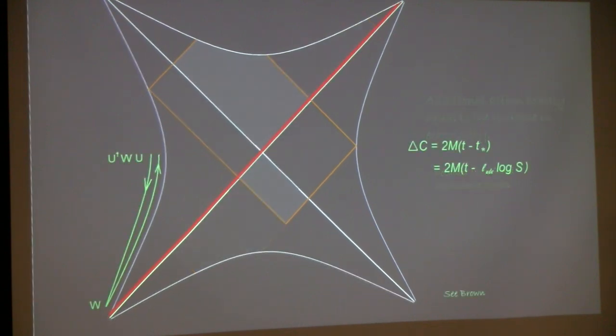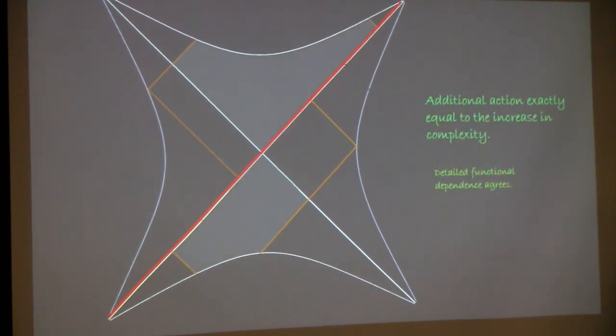Okay, so now let's play the game. Remember that when a light ray falls through a shock wave, it gets displaced. I call it the Aichelburg-Sexl shift. You call it something else. Shapiro time delay, or the shift. What it says is that a light ray falling through a high energy shock wave gets kicked and shifted on the way through the shock wave. So, in other words, the actual Wheeler-DeWitt patch looks like this. And down here, it looks like this. Notice some extra volume here was created, and also some extra volume down here.